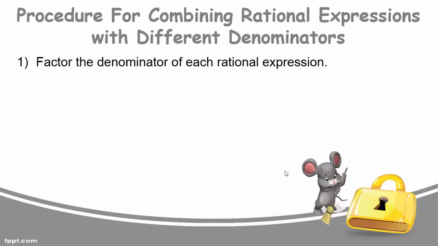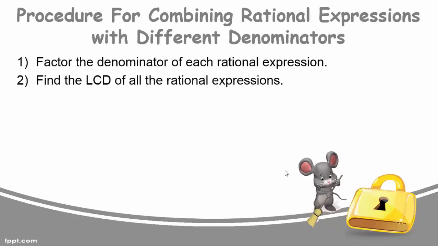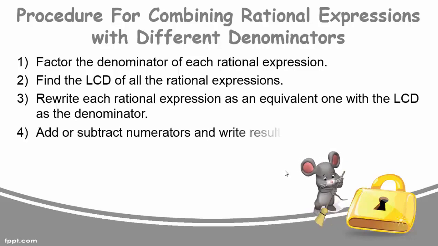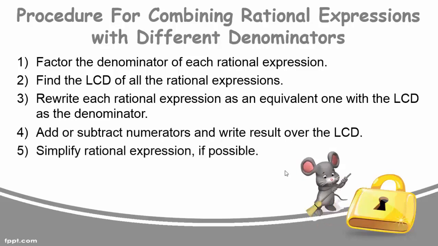So we're going to factor the denominator of each rational expression. We're going to find the lowest common denominator of all the rational expressions. Then we're going to rewrite each rational expression as an equivalent one with the lowest common denominator as the denominator, and add or subtract the numerators and write the result over the lowest common denominator. Then finally, of course, simplify the rational expression if possible.